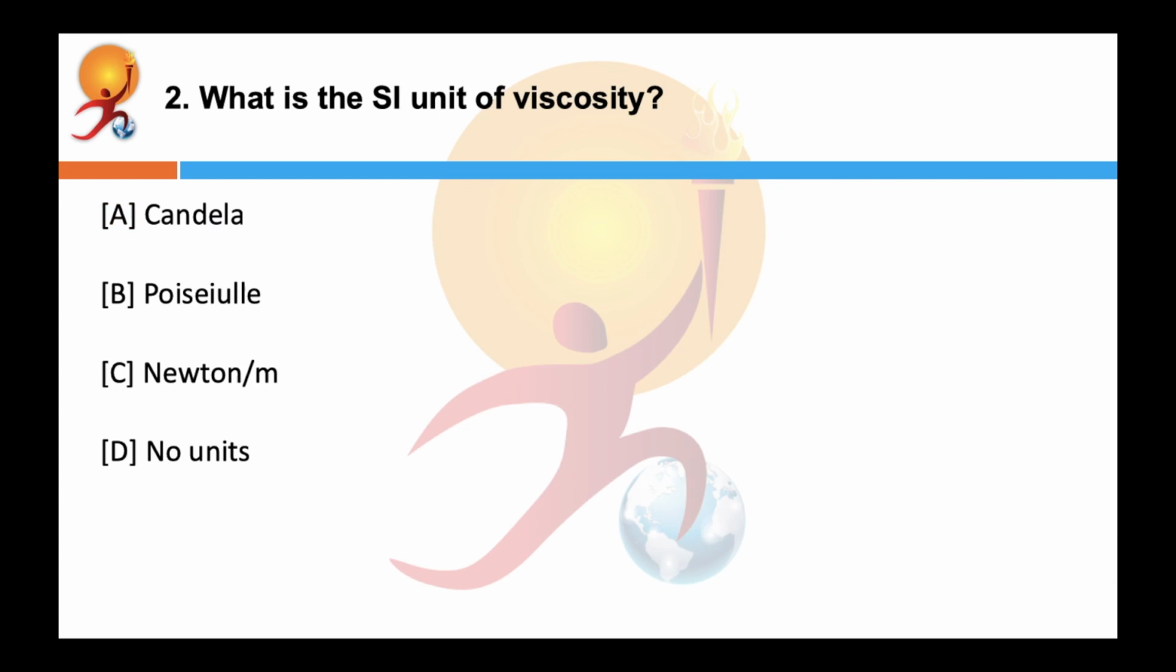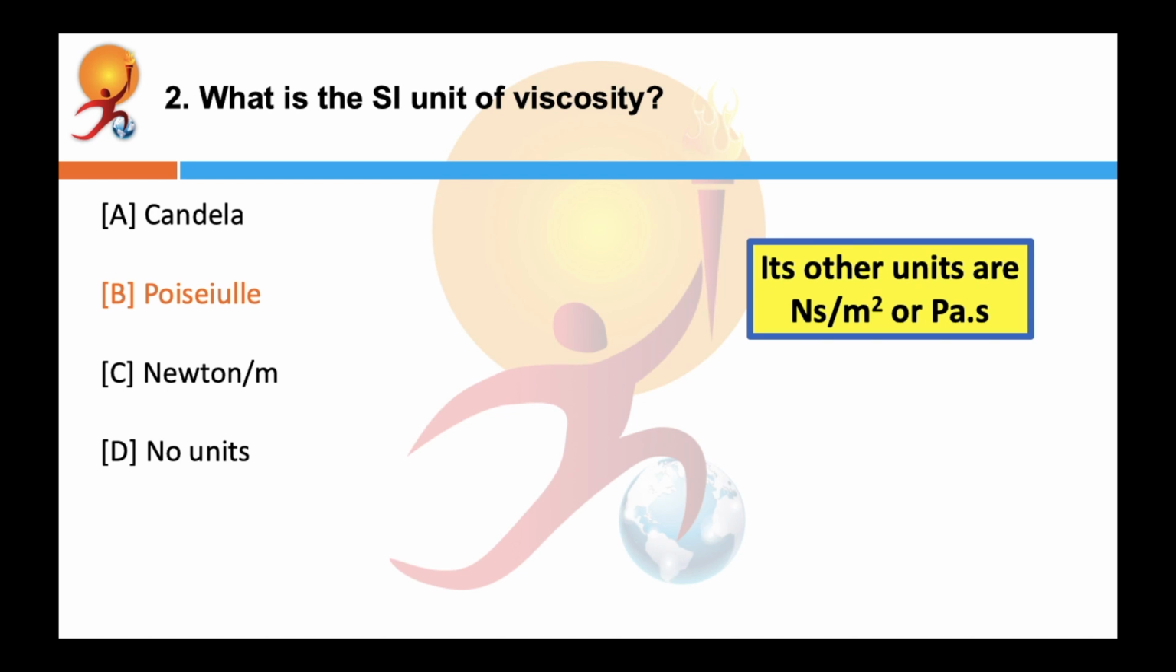What is the SI unit of viscosity? Correct answer is B. Poiseuille. The SI unit of viscosity is Poiseuille, represented by Pl and named after the French physicist Jean-Léonard Marie Poiseuille. Its other units are Newton second per meter square, or Pa·s, that is Pascal second.